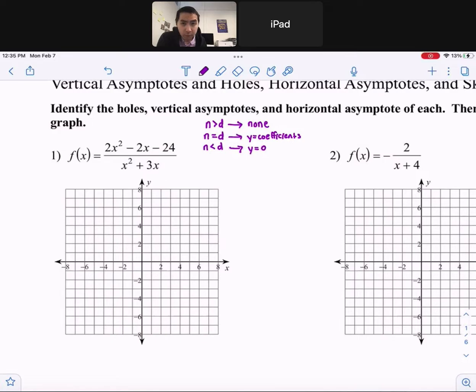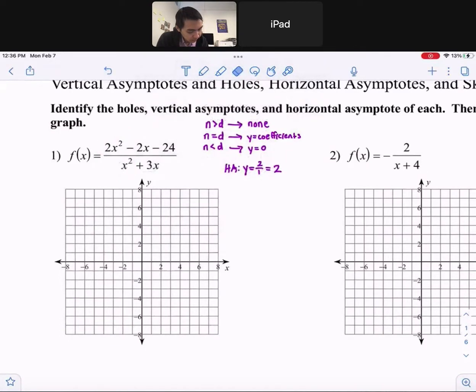So for number one, the highest degree is 2. The highest degree here is 2, so that means we are going to be looking at this one. What are the coefficients, right? So the coefficient for this one is 2. And the coefficient for this one is 1. So the horizontal asymptote is y equals 2 over 1, which is just 2. So y equals 2 is the horizontal asymptote.